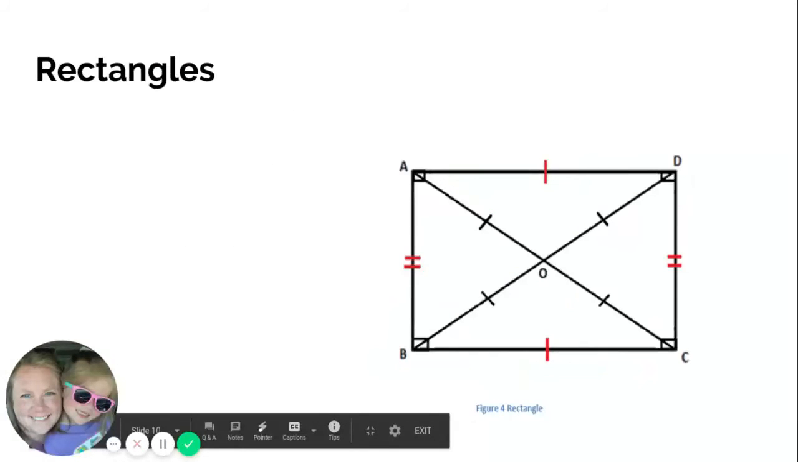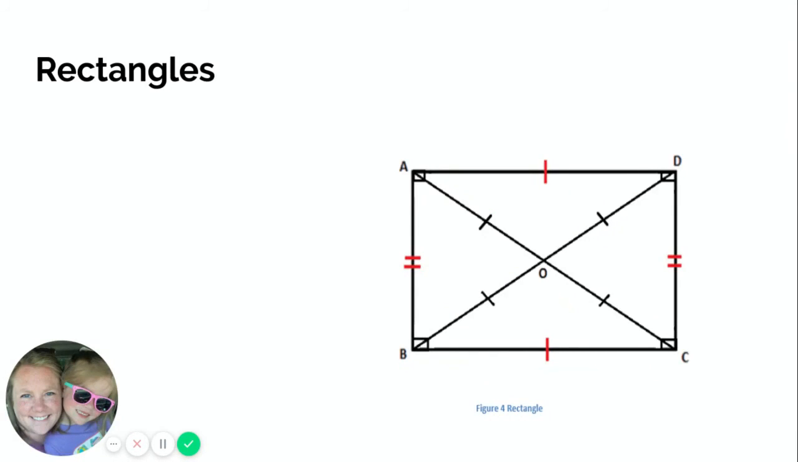The next quadrilateral I want to talk about is a rectangle.